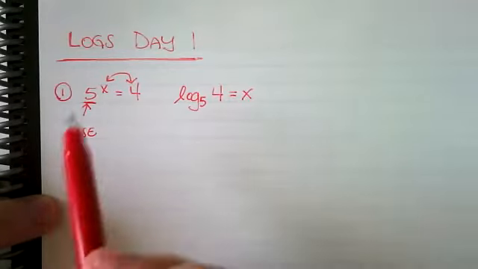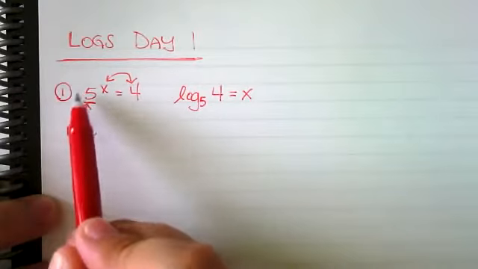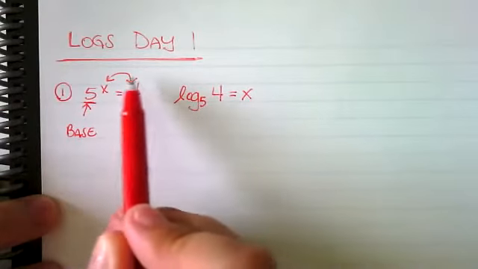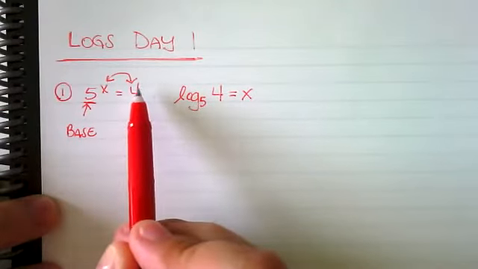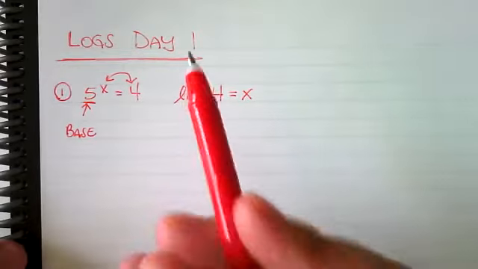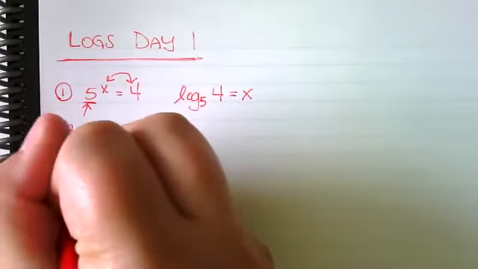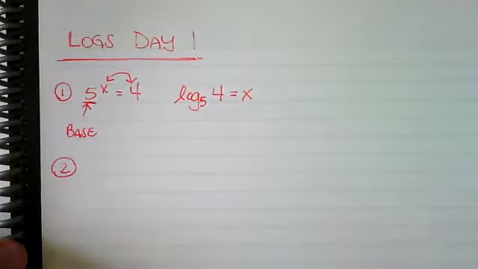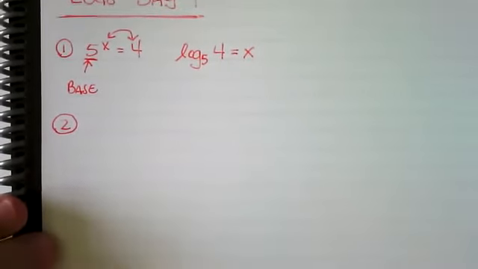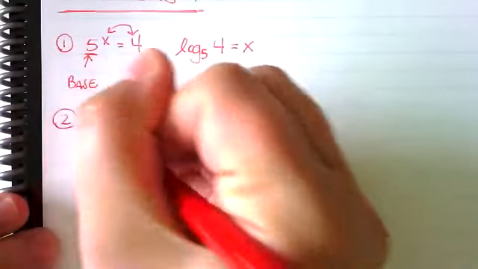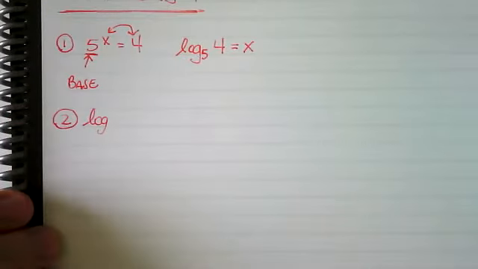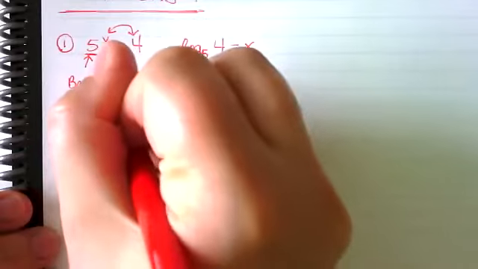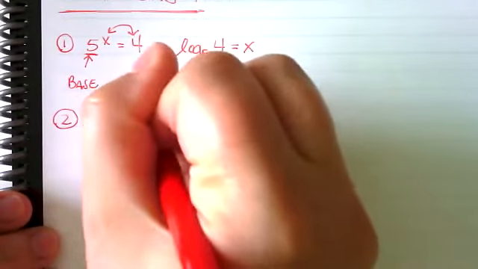So again, figure out first what that base is. You take the base and then you're switching those other two numbers. Okay, so now we're going to go the other way. For example 2, I'm going to give you a log. Okay, so we're going to have log base 3 of x equals 7.